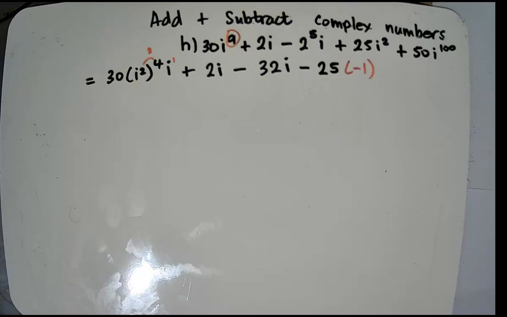i squared could be replaced with -1. And now we have 50i to the 100. Remember, we can break it up into i squared, and that will be to the power 50. So 2 times 50 will give us 100. So our answer there will actually be plus 50, because where we see i squared, we can place -1. Where we see i squared, we can place -1. So -1 to the 50 will give us a positive 1. So our answer there is plus 50.